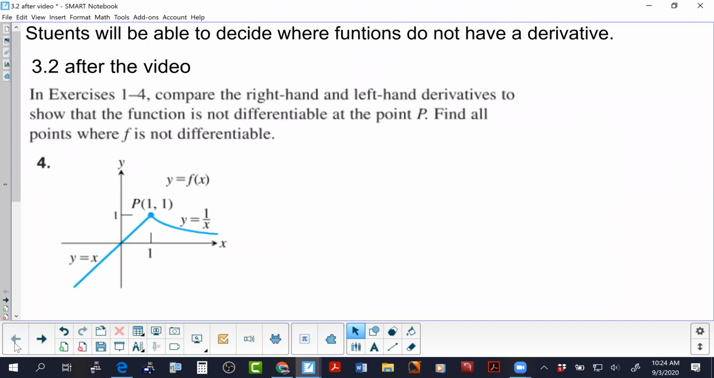Students will be able to decide where functions do not have a derivative. 3.2 after the video. In exercises 1 through 4, compare the right-hand and left-hand derivatives to show that the function is not differentiable at the point. Find all points where f is not differentiable. So we have the left side.